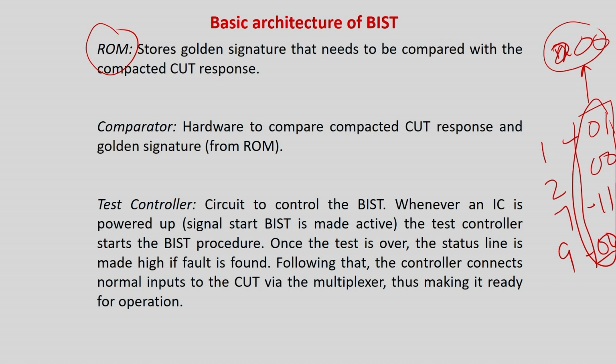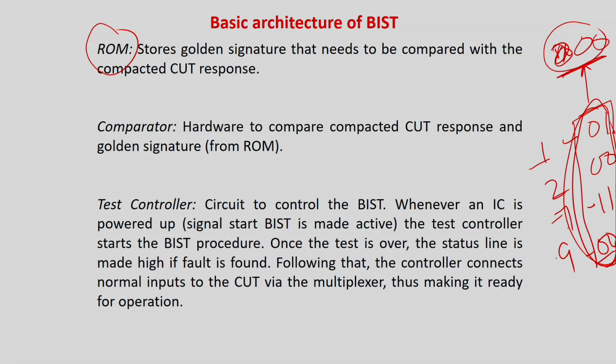So whenever I get all the responses for this pattern, like 1, 2, 7, 9, this will be compacted, and that value will be compared with the expected compacted response. Like for 1, 2, 7 and 9 as input vectors, the expected outputs are these four. So I will not explicitly store these 4 values in the RAM.